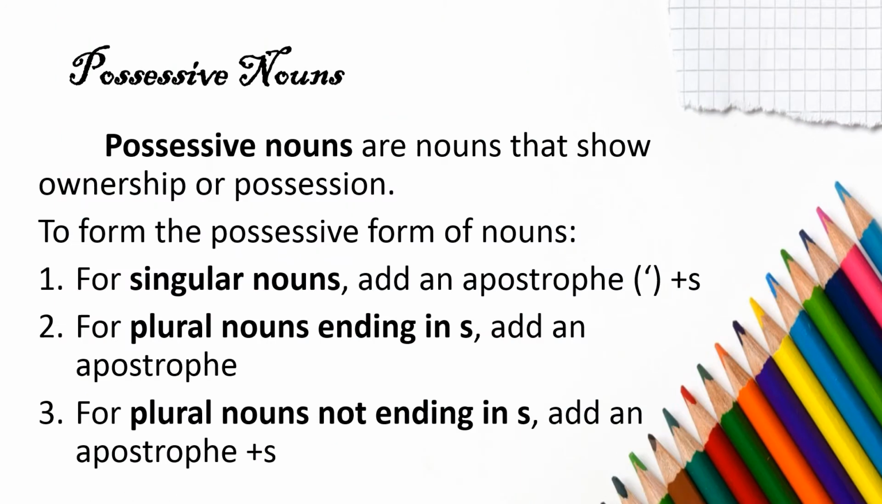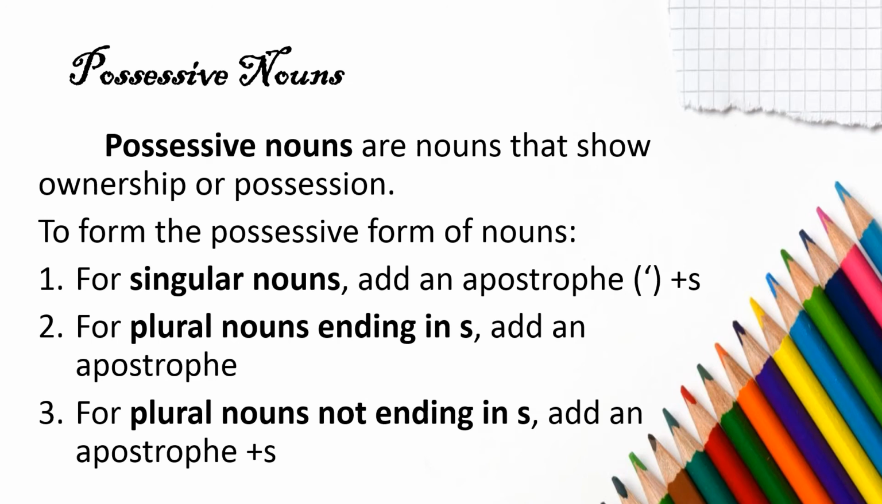Another kind of noun is the possessive noun. Possessive nouns are nouns that show ownership or possession. We usually only use the possessive form of a noun for living things, but there are cases wherein we use it as well for non-living things.